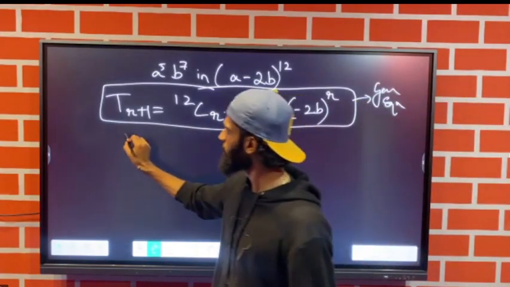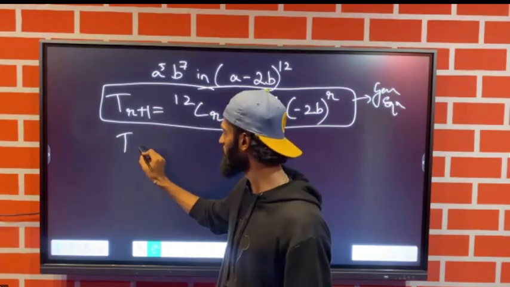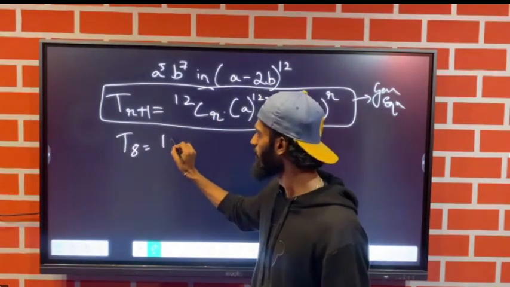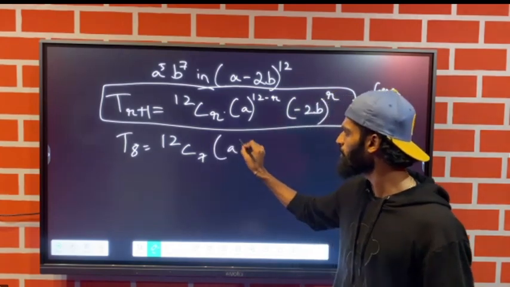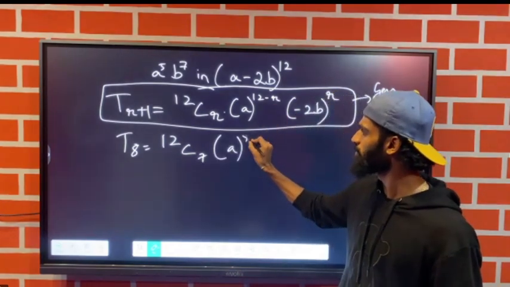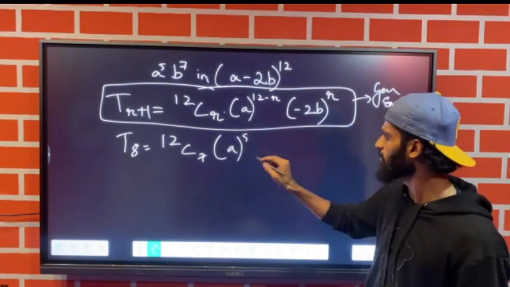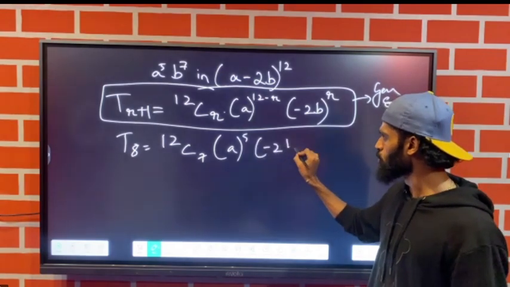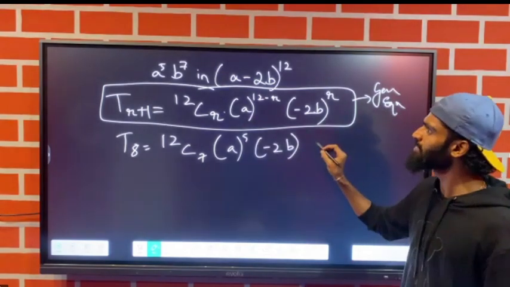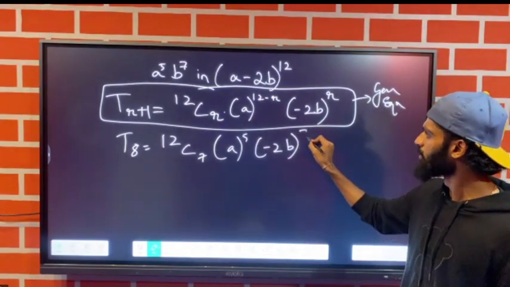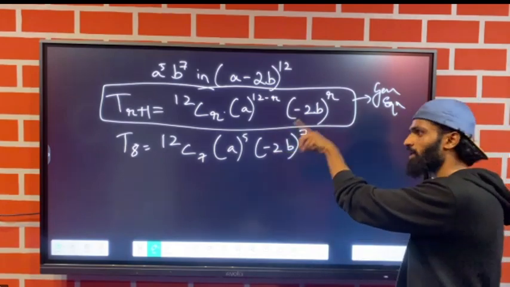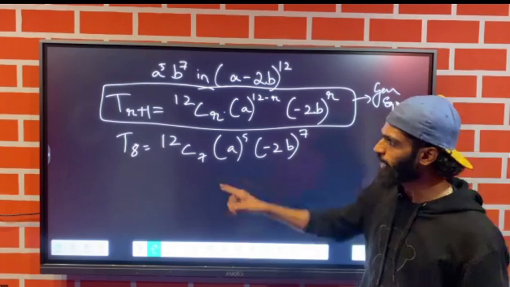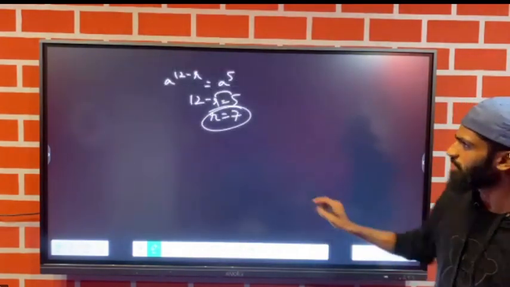Okay, so it becomes T to the power R plus 1, which is 7 plus 1, gives you T8, is equal to, careful, 12C7 into A power 12 minus 7, which is 5, into minus 2B to the power R, which is 7. Careful while solving the second part, because minus 2 to the power 7 also has to be there. But before that, 12C7 is there. I'll solve 12C7 here.